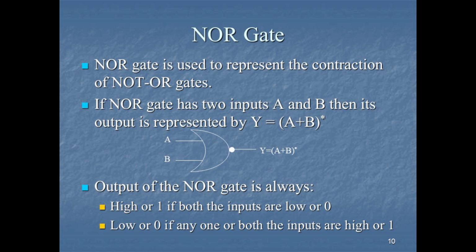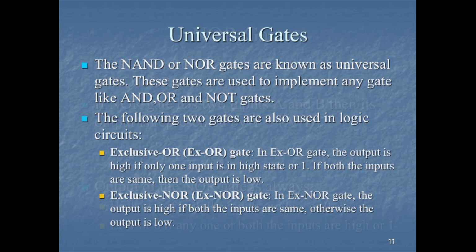Other than the NAND or NOR gate, there are two more gates, called exclusive OR and exclusive NOR gate. In the XOR gate, the output is high if only one of the inputs is high. If both the inputs are the same, then the output is always low. Similarly, in the exclusive NOR gate, the output is high if both the inputs are the same, otherwise the output is low. So the expression of the XOR gate, if A and B are two variables, is A B bar plus A bar B. And similarly for the exclusive NOR gate, the expression is AB plus A bar dot B bar.